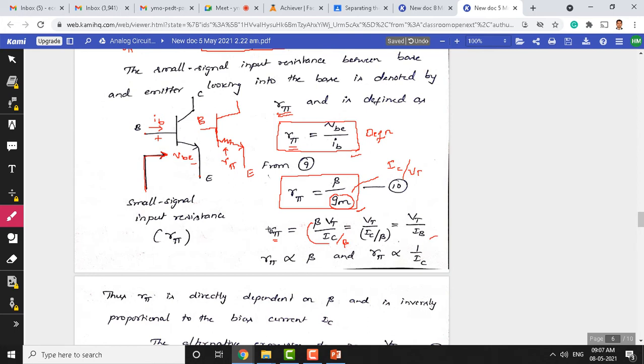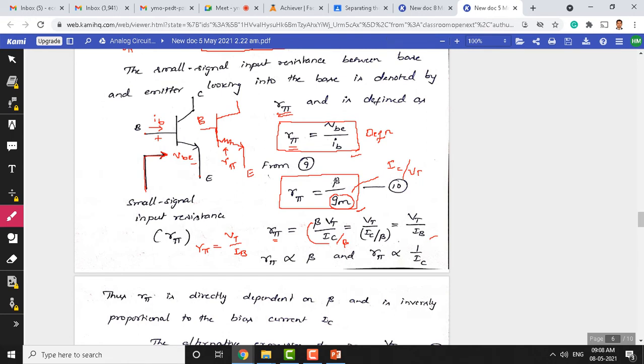Now this is the alternative formula. I can write it here once again below this: R pi, the small signal input resistance, is now equal to thermal voltage VT divided by base current IB. This is one formula, this is another formula here. Observing this expression, what does it tell us? If you interpret this entire equation, or equation 10, it shows that R pi directly depends on beta. What is beta? Beta is the transistor current gain in the common emitter configuration.